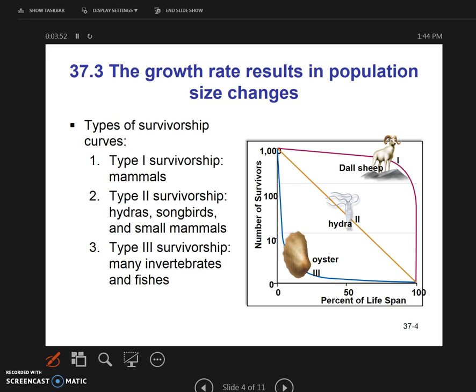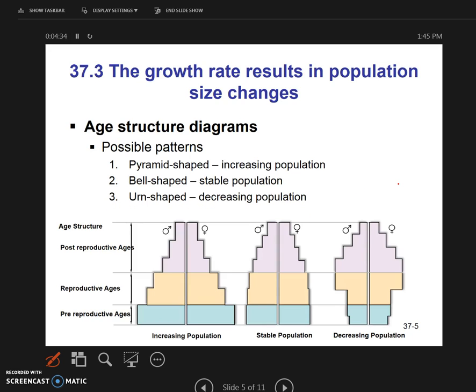All right. Survivorship curves. So there are 3 types of survivorship curves. One is seen in the mammals. They survive well past the midpoint of lifespan. So death does not come until near the end of the lifespan. Two is the hydra, songbirds, mammals, where the survivorship decreases throughout the lifespan. Last but not the least is the third, the one with oysters or invertebrates and fishes. Most of the offsprings die very young, so the survivorship is very, very low. They have a very poor survivorship curve.